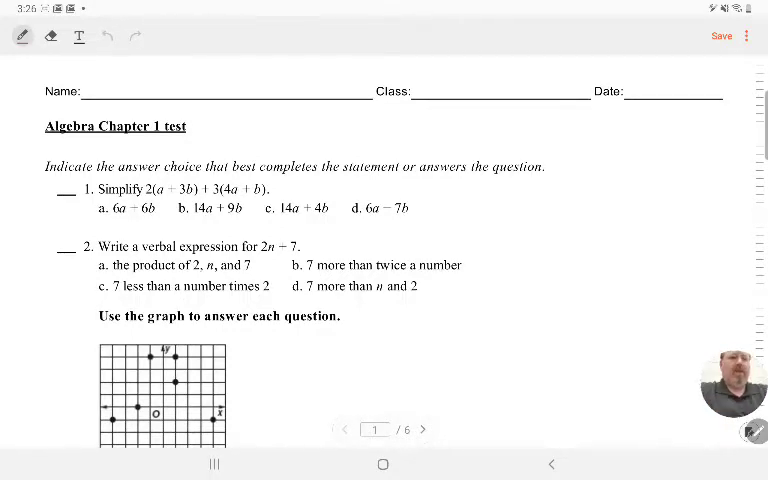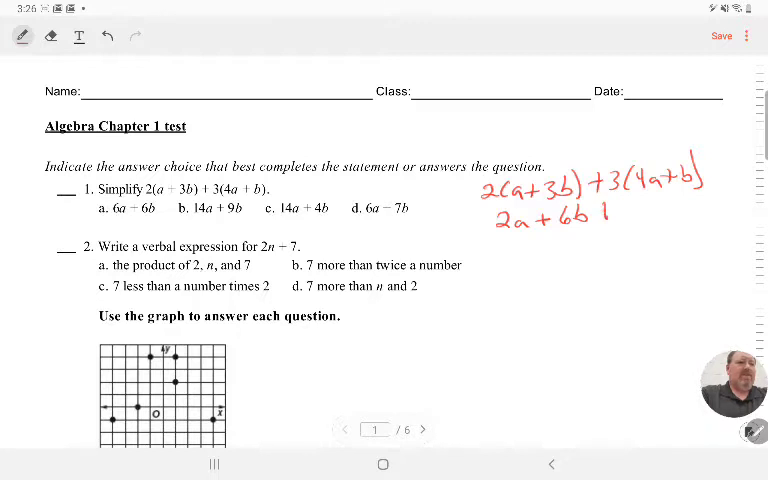All right. I just wanted to go over with you real quick the study guide, make sure you had no questions. Number 1 says to simplify and gives you an expression to simplify. So just to make sure that you know how to do that, I could go 2a plus 3b plus 3, 4a plus b. I would distribute and go 2 times a is 2a plus 2 times 3b is 6b plus 3 times 4a is 12a and 3 times b is 3b.